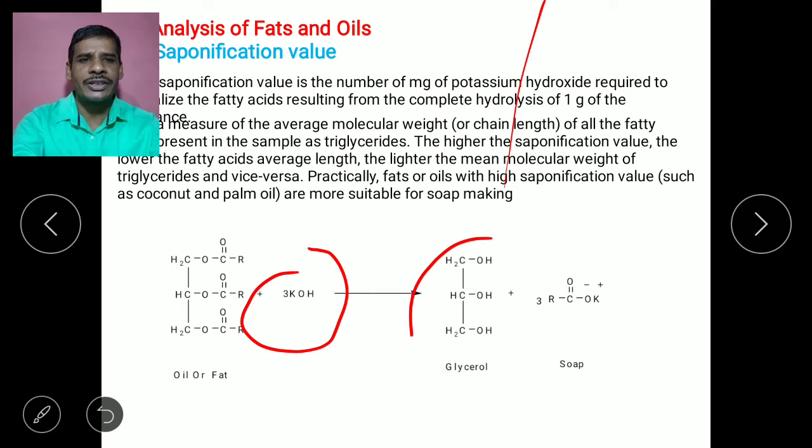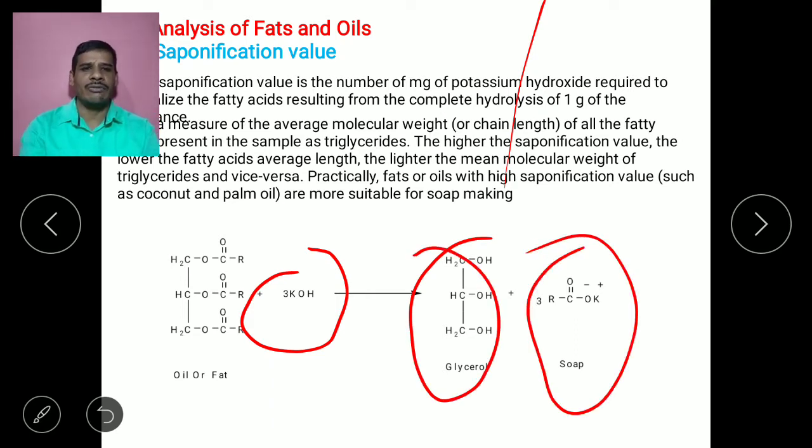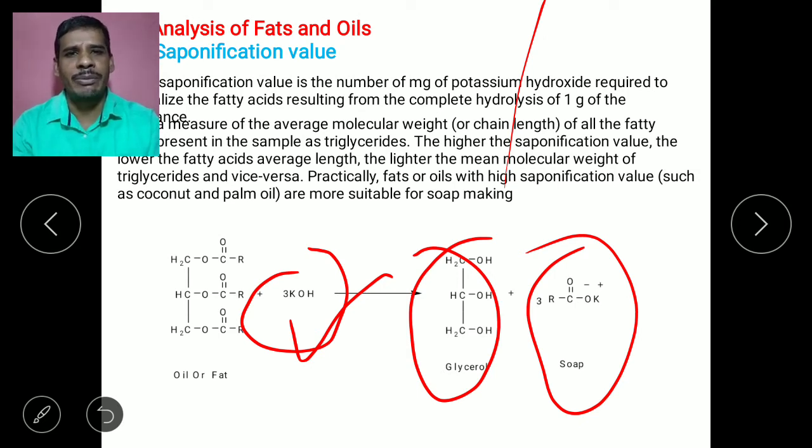there is a formation of glycerol and soap, that is saponification. But if we use an excess of KOH, this excess of the KOH can be determined by titrating the resultant solution with HCl using phenolphthalein solution. This is the basic principle.